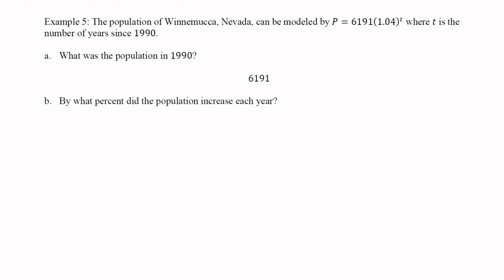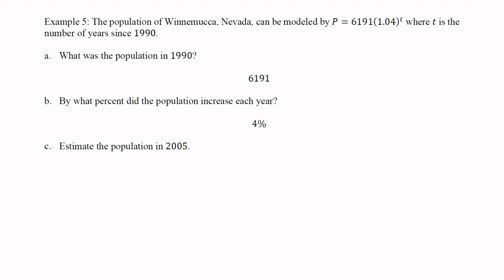By what percent did the population increase each year? Well, we'd like to take a look at our b value. And since we are doing growth, it is greater than 1. But the part of that b value that we are concerned with is after the 1. It's how much more above the 1 we are. So 0.04 is 4%. That's how much we increased each year.